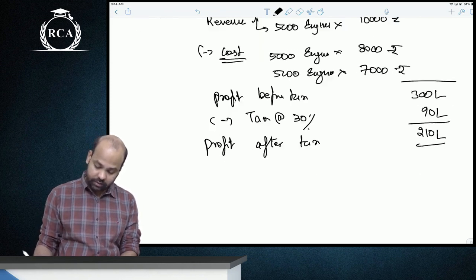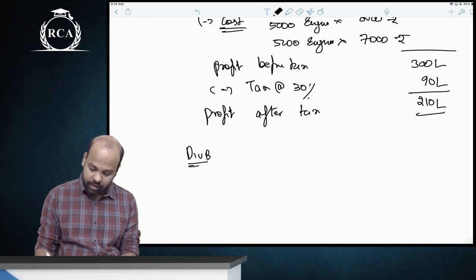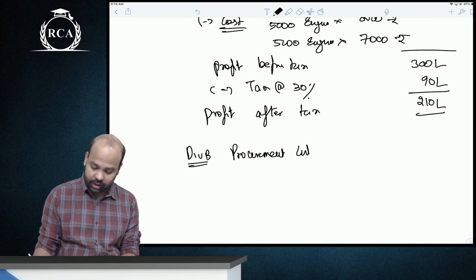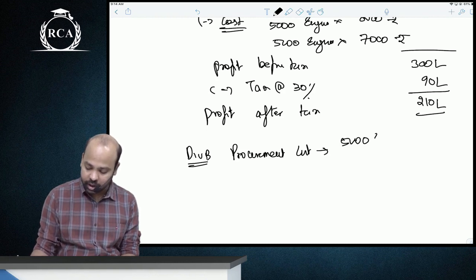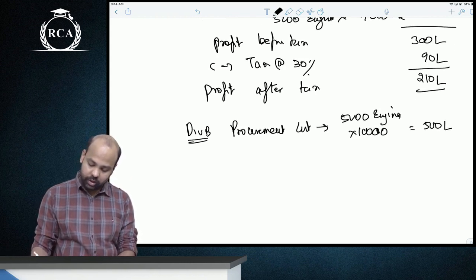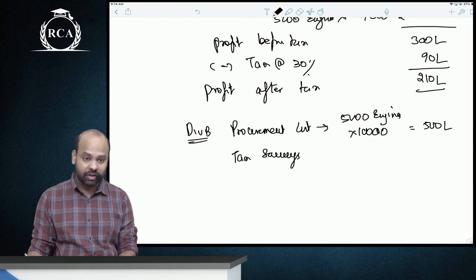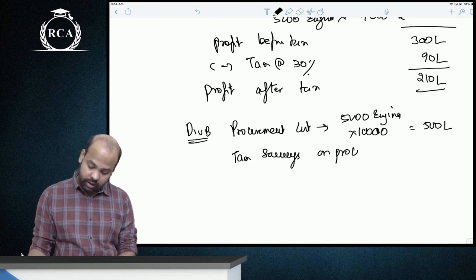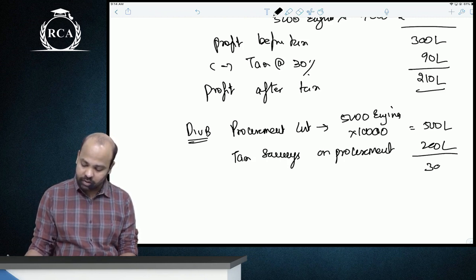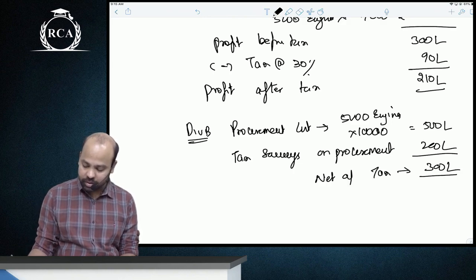Profit after tax. Division B, their procurement cost will now increase. Instead of procuring at 9,000 rupees, they're now procuring at a transfer price of 10,000 rupees, that is 500 lakhs. As the procurement increases, tax savings will also increase. Tax savings on procurement cost would be 200 lakhs. So net of tax, their procurement cost is 300 lakhs.